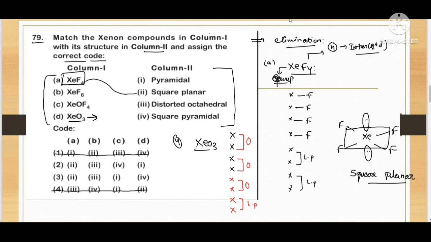Now let us try to draw its structure. Xenon has 2 electrons as a lone pair and double bonds to O, O and O. Its structure is pyramidal. Why? Because its structure is similar to ammonia. In ammonia also, nitrogen has a lone pair of electrons, with hydrogen, hydrogen, hydrogen bonded. That's why its structure is pyramidal. That means D matches with 1.